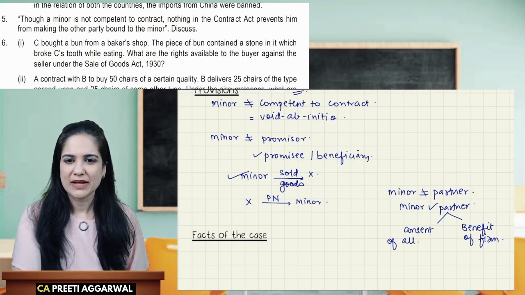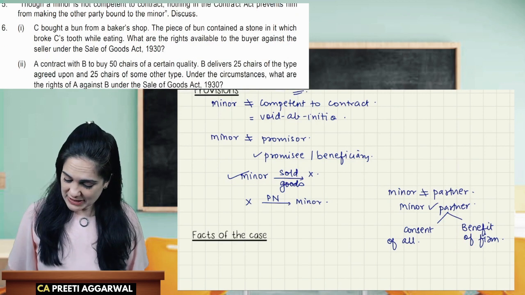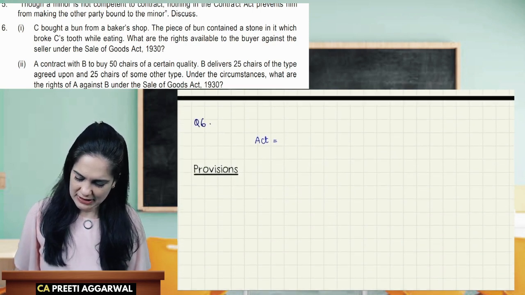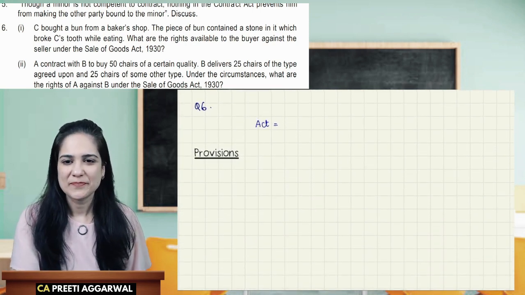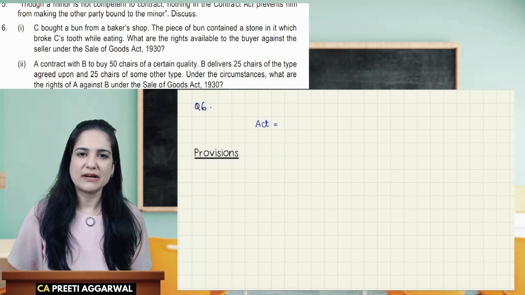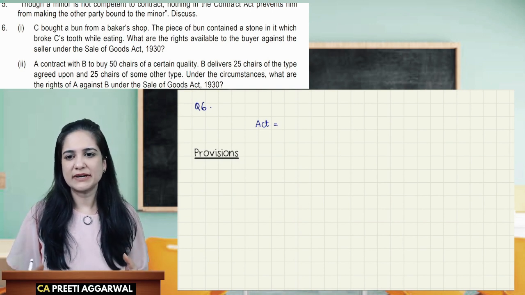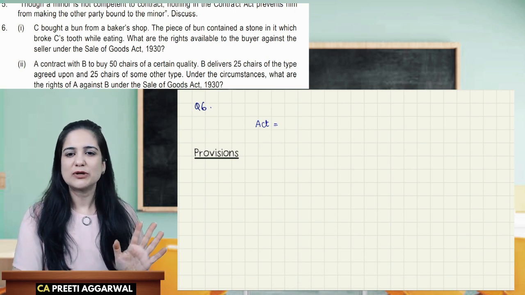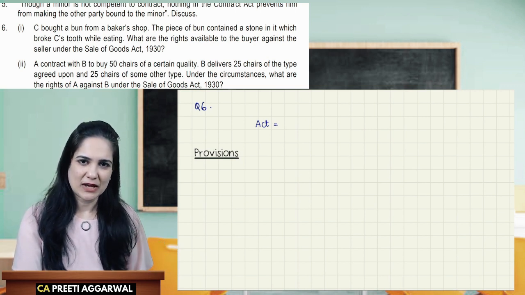Question 6. Now we come to the Sale of Goods Act. Okay, so this is the solution to question 6. Let us read the question first. C bought a bun from a baker's shop. The piece of the bun contained a stone which broke C's tooth. What are the rights available to the buyer under the Sale of Goods Act?